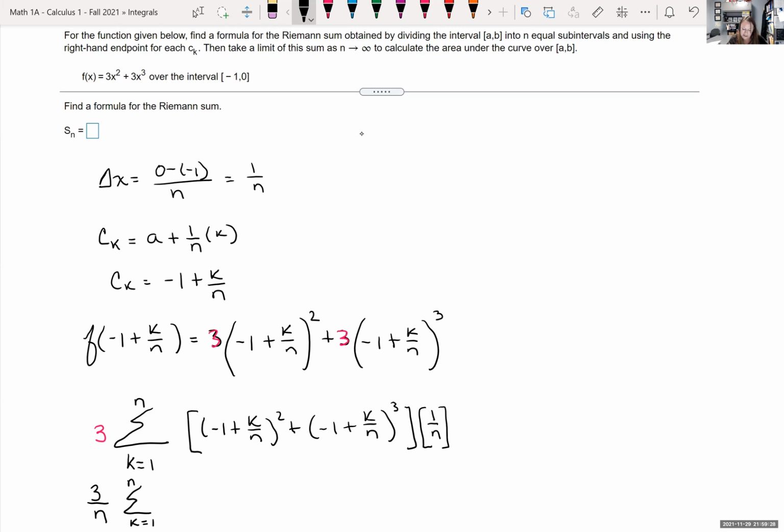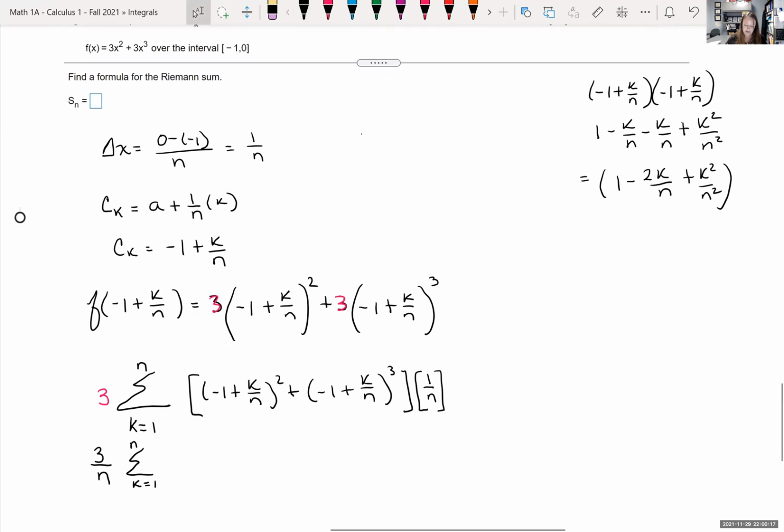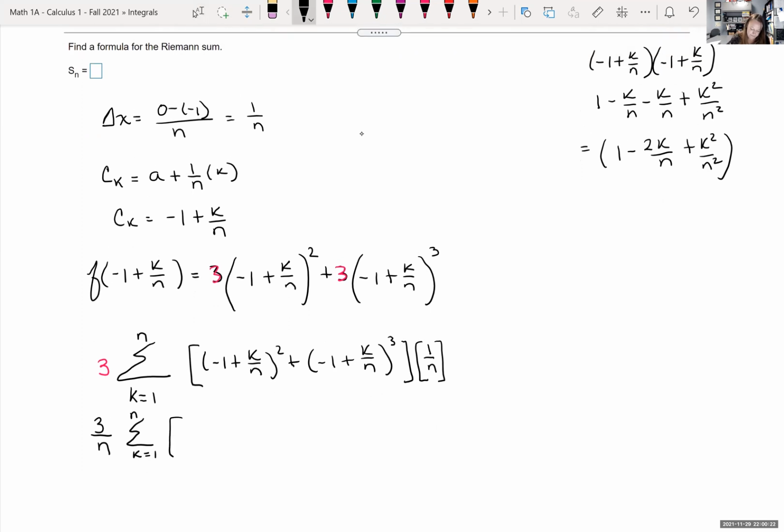And I'm going to need to do some side work on distributing this. So let's look at -1 plus k over n quantity squared. So I'm going to have to look at -1 plus k over n times -1 plus k over n. If I distribute this out, -1 times -1 is +1. This is going to give me a negative k over n minus another k over n, plus k over n times k over n is k squared over n squared. Or it is 1 minus 2k over n plus k squared over n squared. So that was just that first piece.